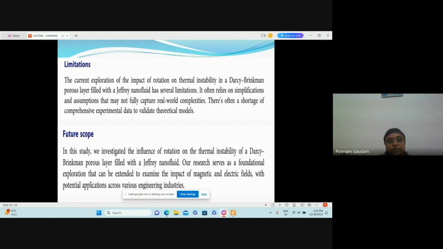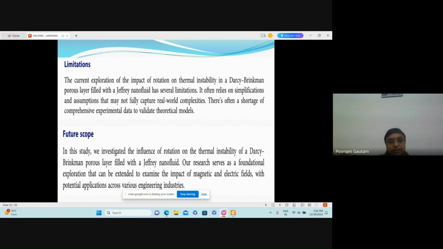The current exploration of the impact of rotation on thermal instability in a Darcy-Brinkman porous layer filled with the Jeffrey nanofluid has several limitations. It often relies on simplifications and assumptions that may not fully capture real-world complexities. There is often a shortage of comprehensive experimental data to validate theoretical models.